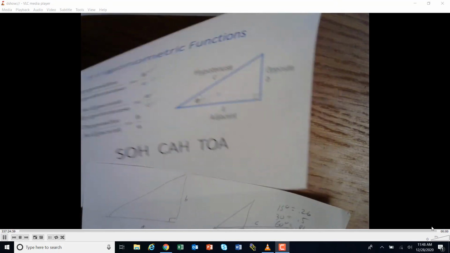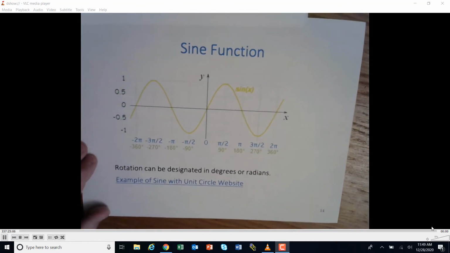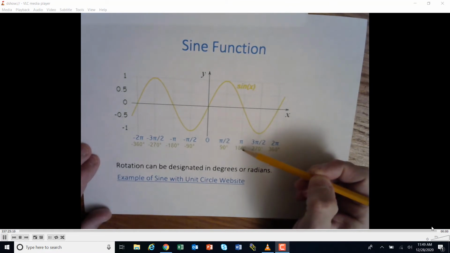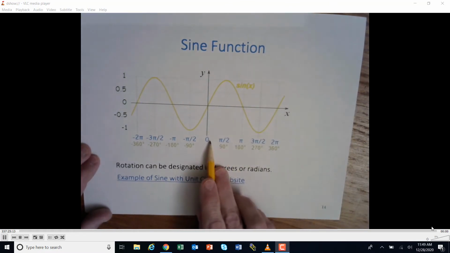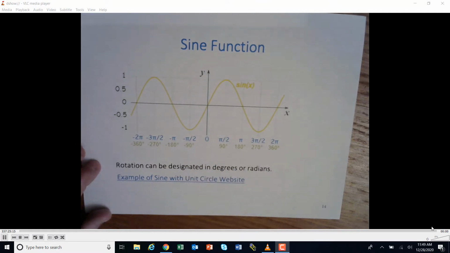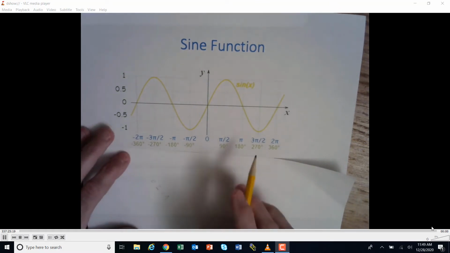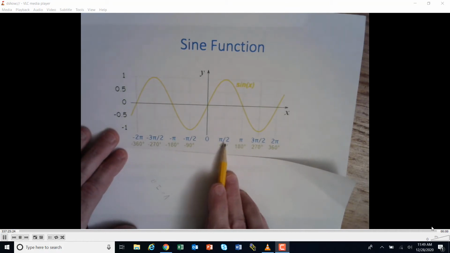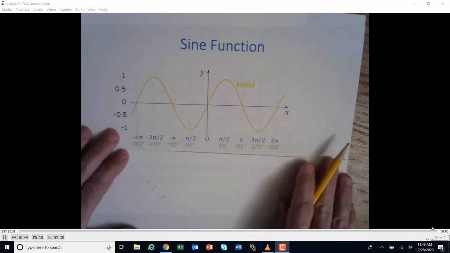Okay? So if we take a look at the sine function here, let's pull this up. The sine function can be shown in either radians or degrees. If we take a look at a circle being 360 degrees right there, or 180 degrees would be considered pi, and this is pi over 2 because half of 180 is 90, and so half of pi would be pi over 2. So this would be my radians, and this would be my degrees, okay?